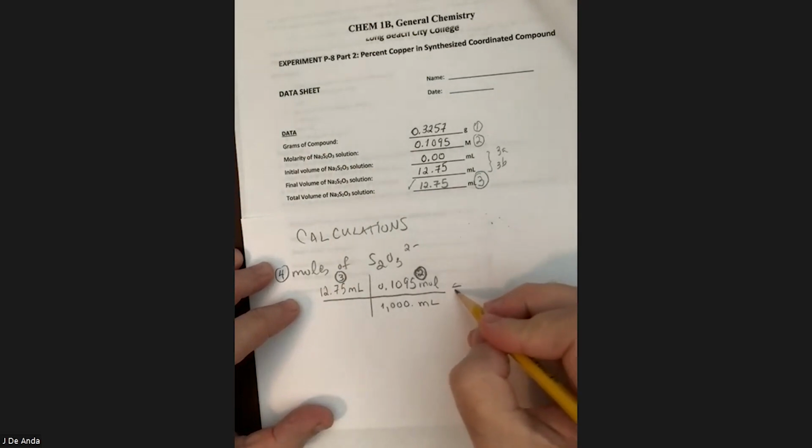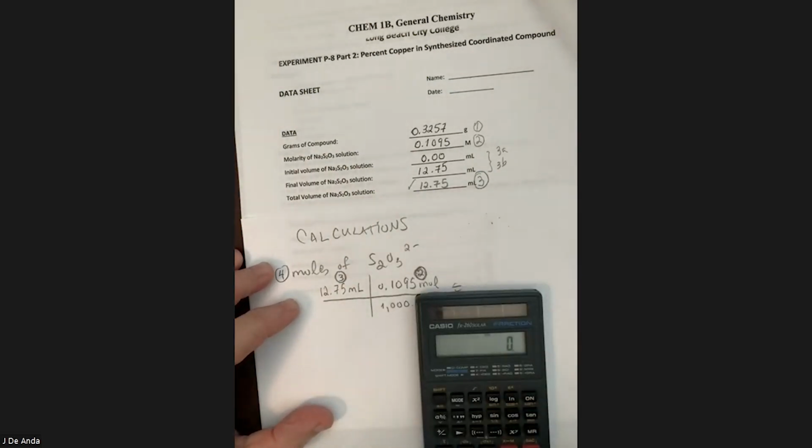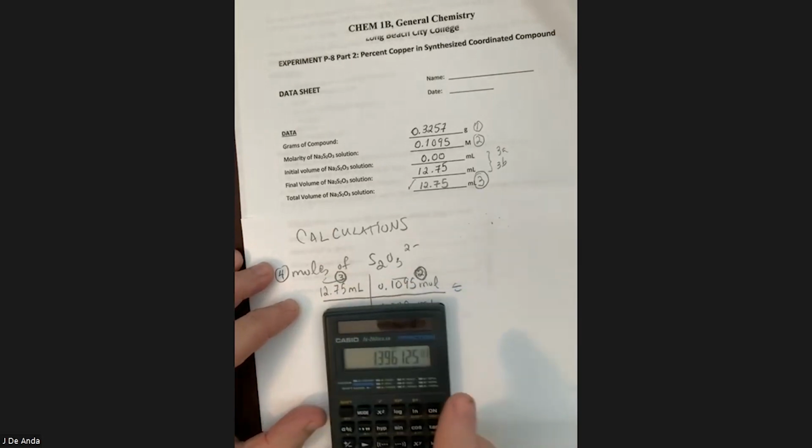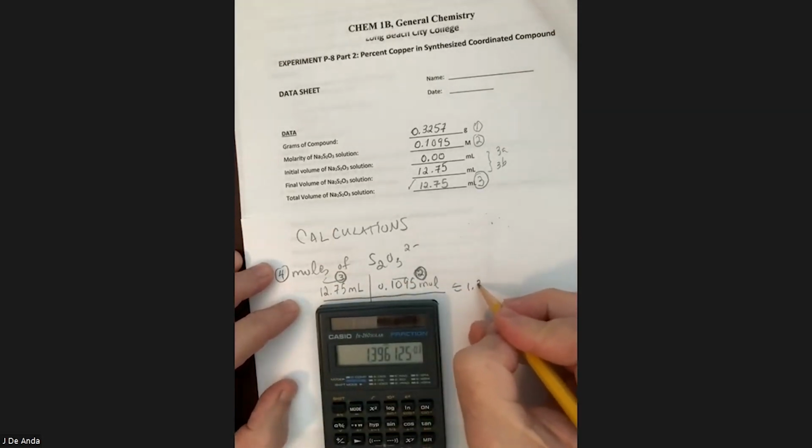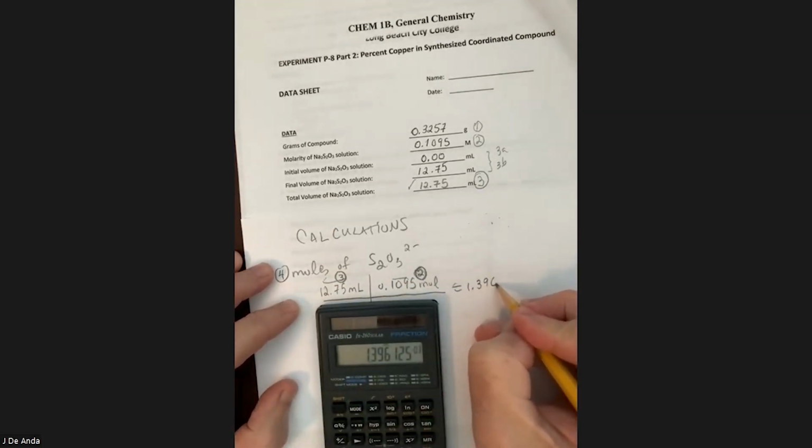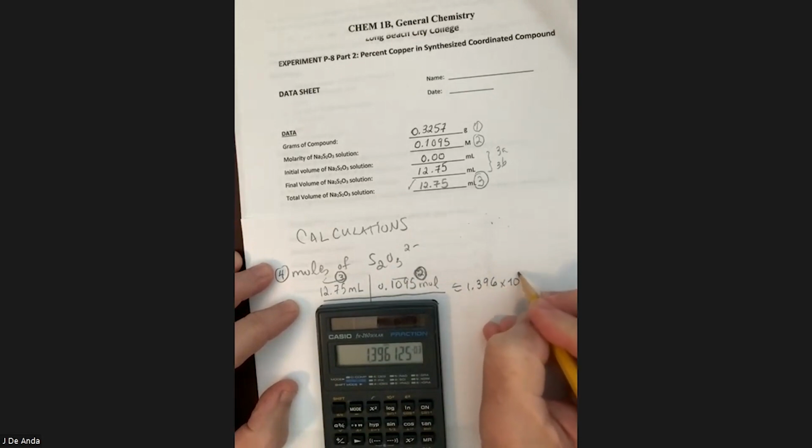Okay, so let's see what that is. Simply said, we're going to calculate this here. So that is 12.75 times 0.1095 divided by 1,000. And we get 1.396125 times 10 to the minus 3. We only have 4 sig figs available here. So let's round that to 1.396 times 10 to the minus 3 moles.